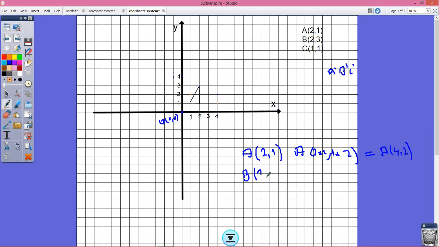Now let's go for B. 2 and 3. What we need to do? It will be B, 4 and 6. I am going to write it directly as you said, 4 and 6. x is 4, y is 6. It will be this point. Now the other one, C point. 1 and 1, multiplied by 2, it will be 2 and 2. Now 2 and 2 is here. It will be this point. Now I am going to sketch the points.